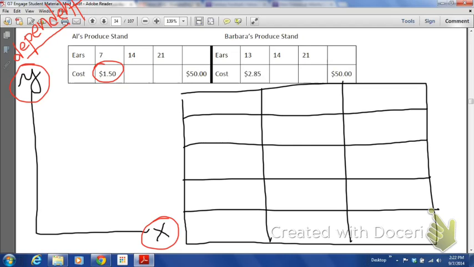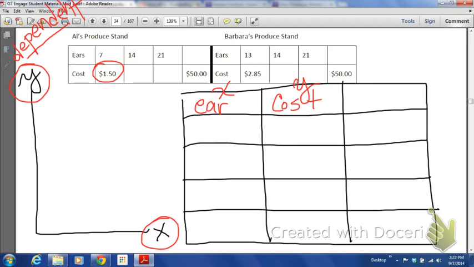Okay, so for me, it makes more sense that this y, which is always here in our chart, is the dependent. It's the measure. So in this case, it would be the cost, and our x, being our independent, would be here, and that would be ears.